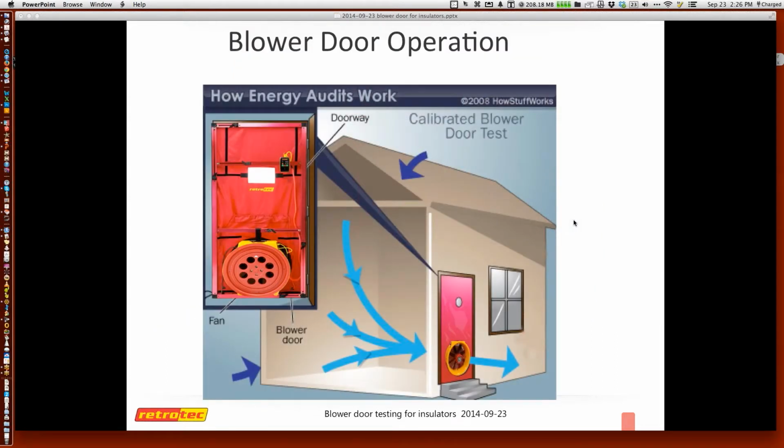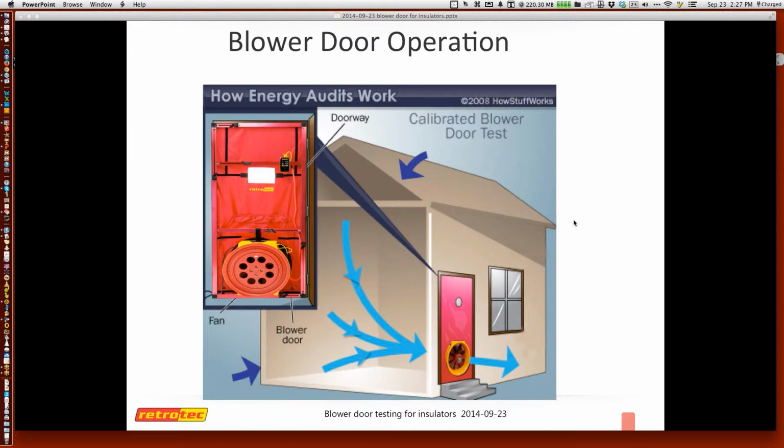I have this slide that explains the blower door, and there are other options that you can do with the blower door that refer back to this slide. Hopefully it will make sense when I refer back to it, and you'll understand the concept.